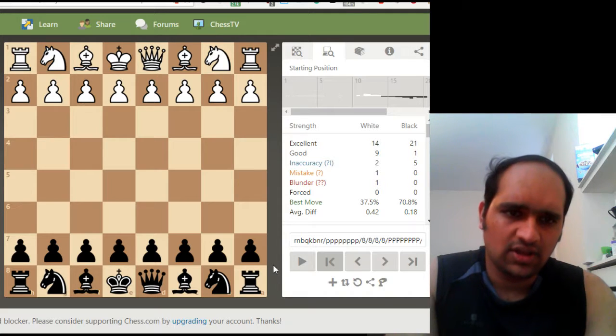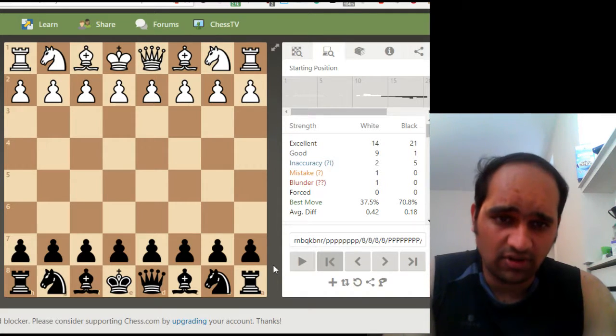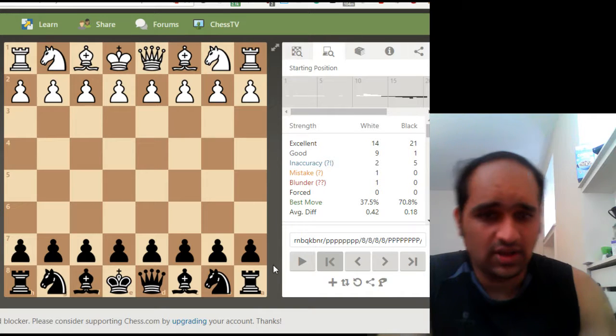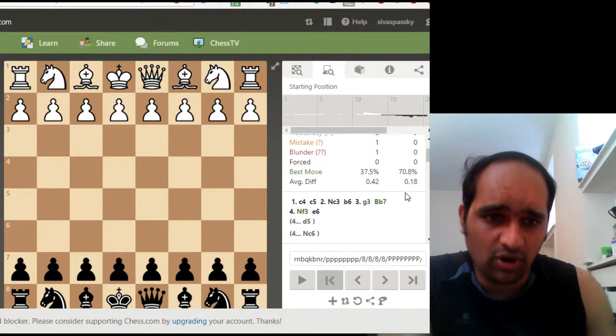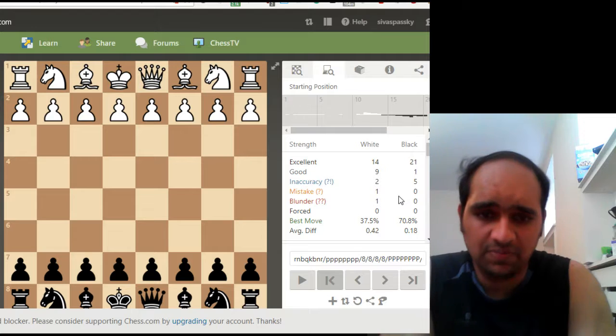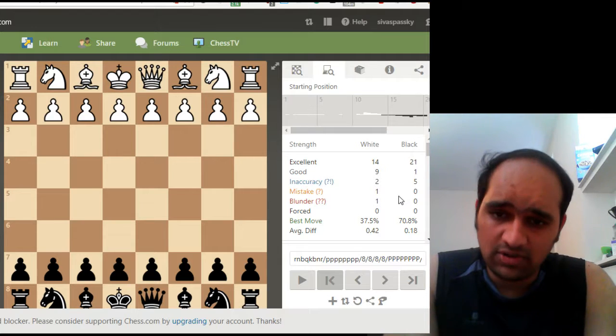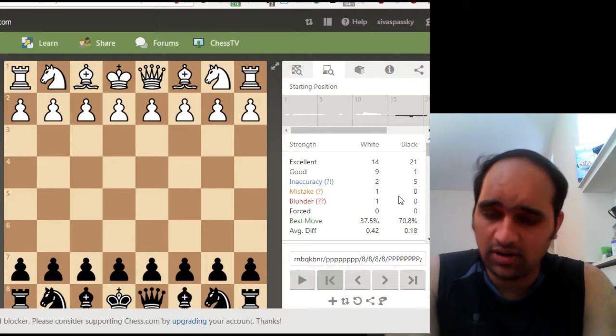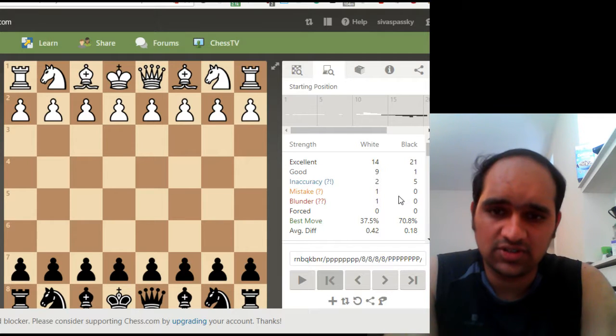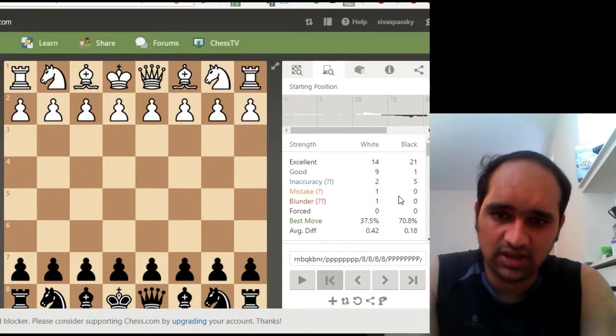decent level. And after the analysis, I found out that my game had an average difference of 0.18, which means that my game was quite comparable to how a chess engine would play or a grandmaster would play. So I was pretty happy about that, and I delved a little bit deeper into how I played the game, and I will share my thought process through this video.